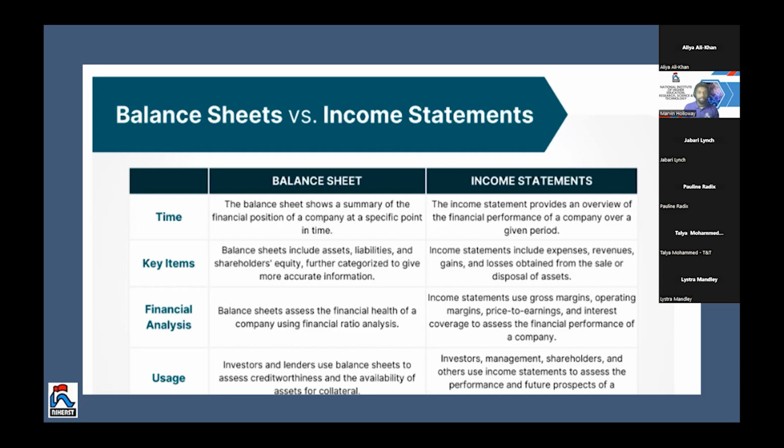Some of the usages for balance sheets: investors and lenders use balance sheets to assess creditworthiness and availability of assets for collateral. No investor is going to invest in a company that, if it goes into a loss, has no way to trace that back, or have no reason to invest in the first place, unless these things show a positive aspect. For income statements, investors, management, shareholders, and others use income statements to assess the performance and future prospects of a company.